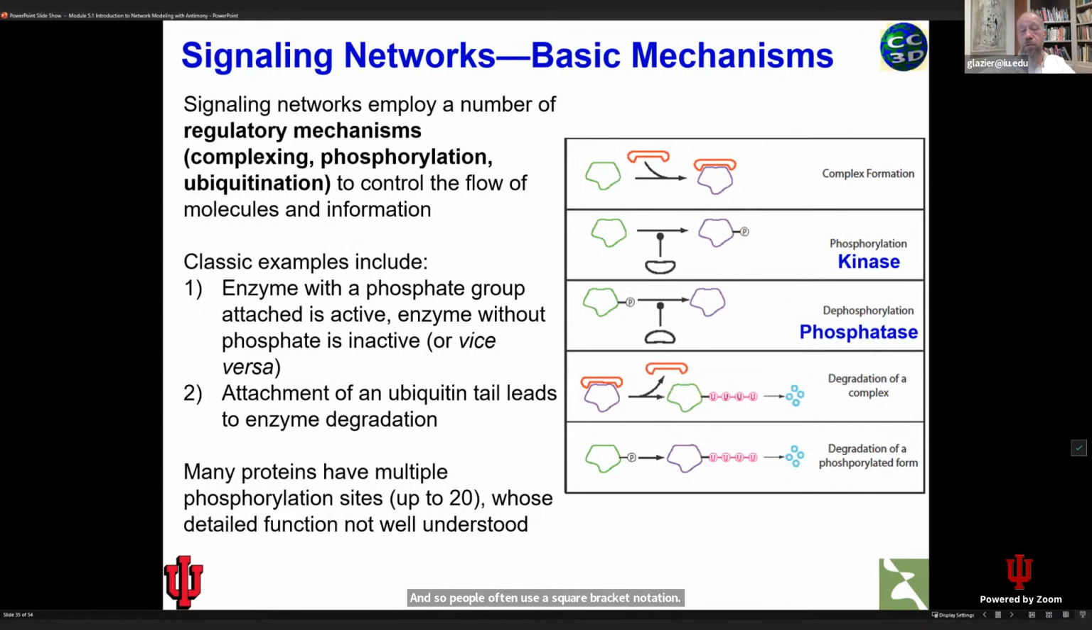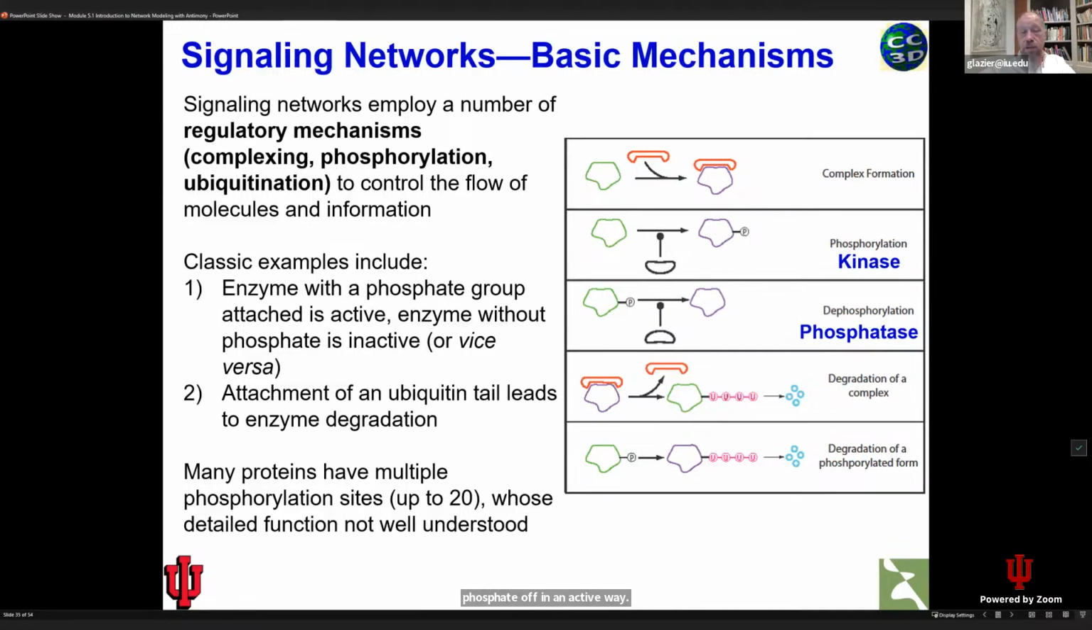We've talked about phosphorylation by kinases. That's probably the single most important thing that happens in signaling. There's a kinase that takes a molecule and adds a phosphate group to it. There also are phosphatases that take that phosphate off in an active way.